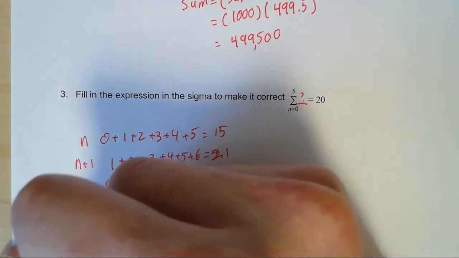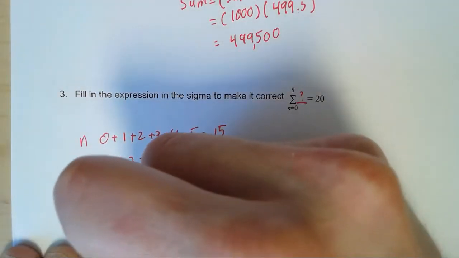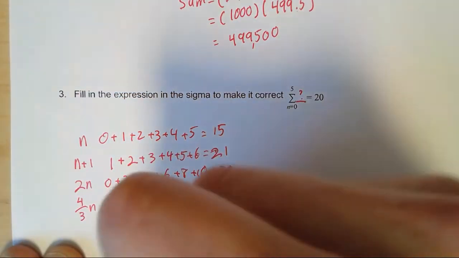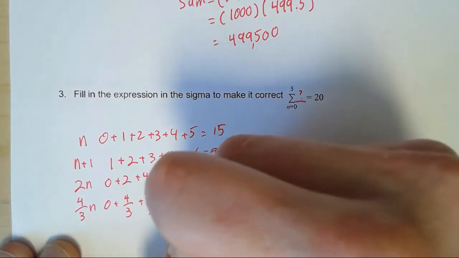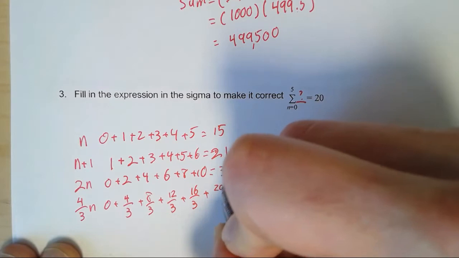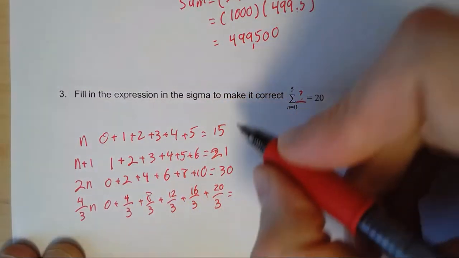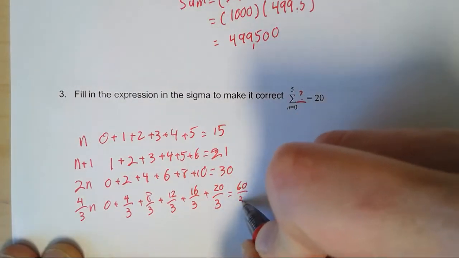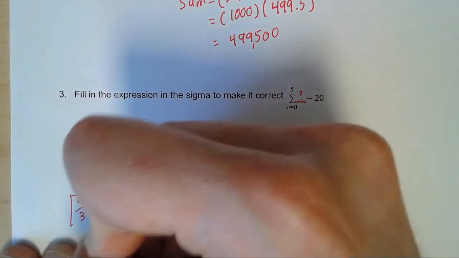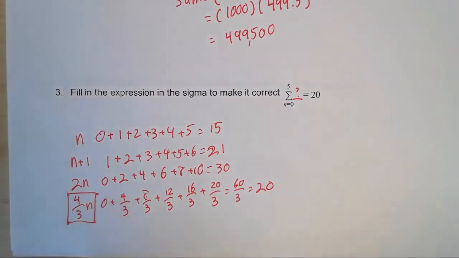And that number would be 4/3. And so we would get 0 plus 4/3 plus 8/3 plus 12/3 plus 16/3 plus 20/3. And what we would end up with when we added all these numerators, we would get 60/3, which is 20. So this is an expression that would work up here for that sigma.